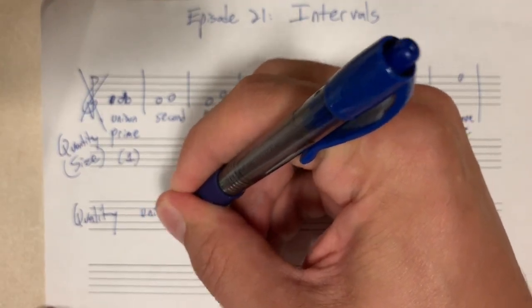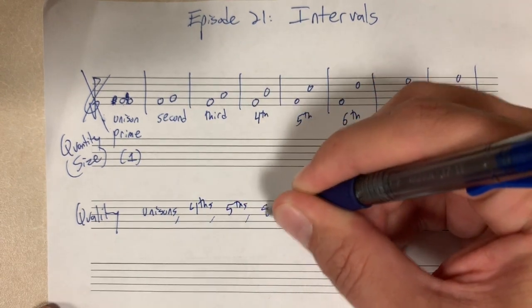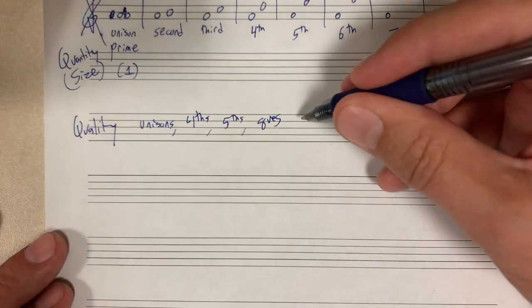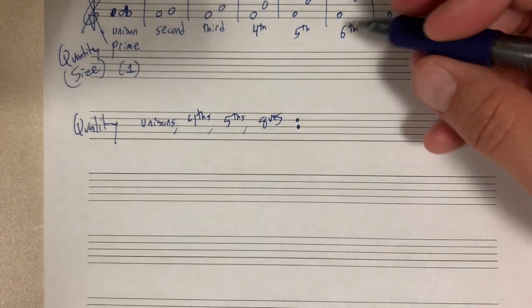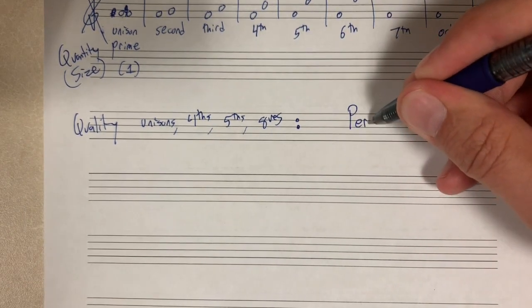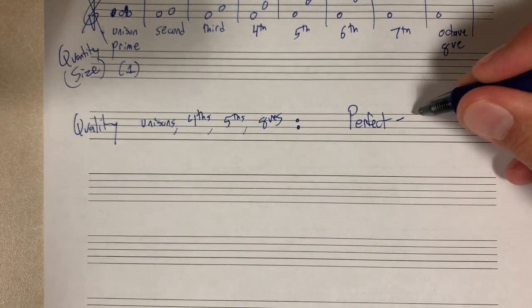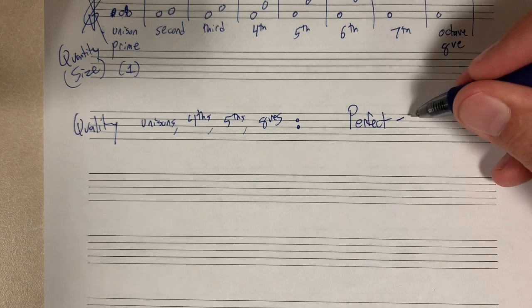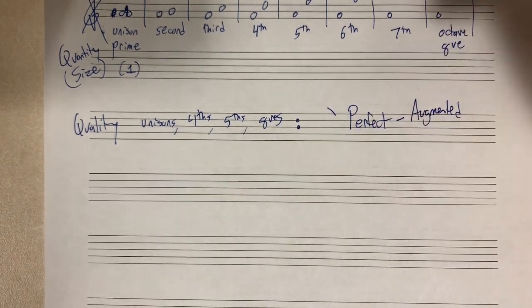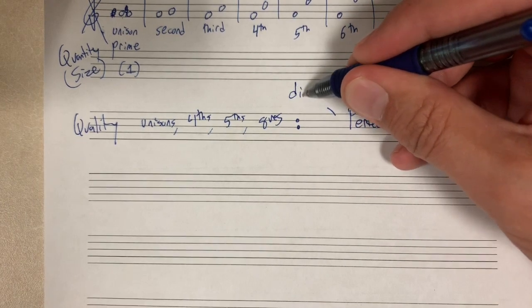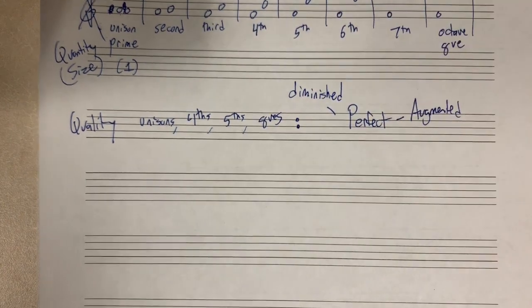Unisons, fourths, fifths, and octaves have three qualities that they generally come in. They can be perfect. If they're a half step bigger than perfect, they can be augmented. And if they're a half step smaller than perfect, they're called diminished.